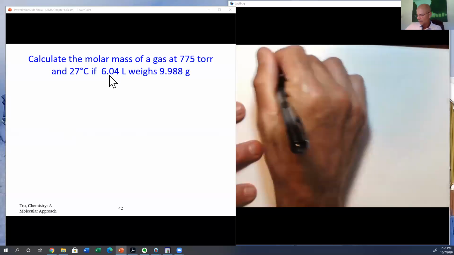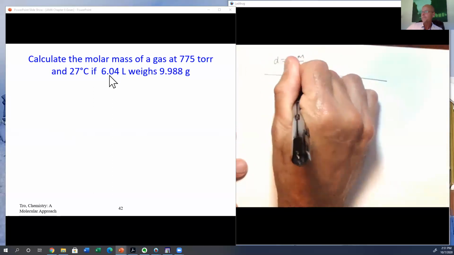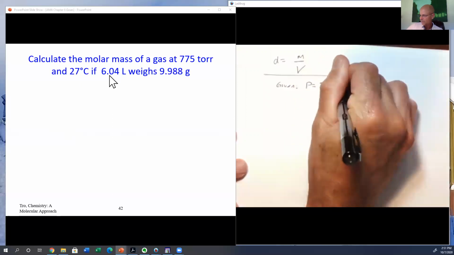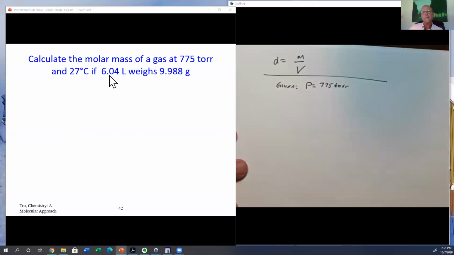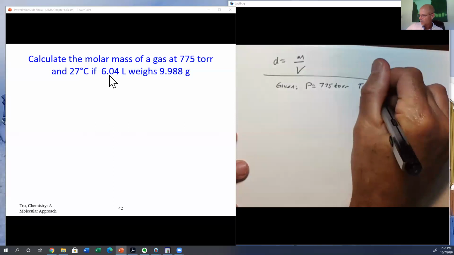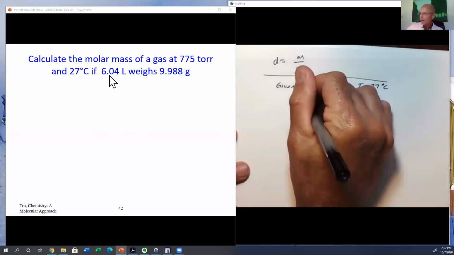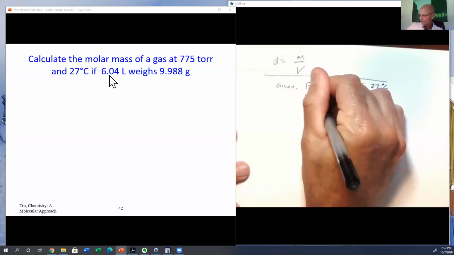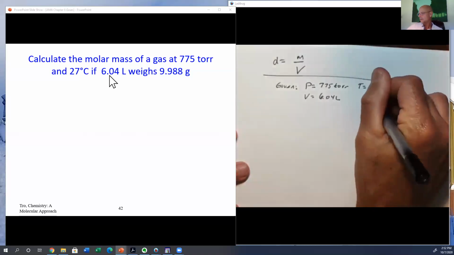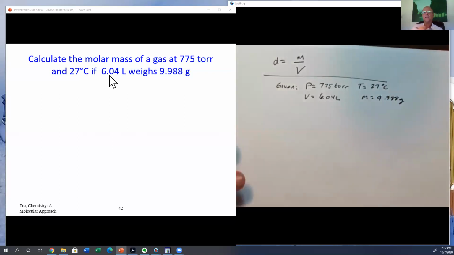So this is the kind of thing where, again, we're just going to start by writing things down. I'm given that the pressure is equal to 775 torr. Remember, a torr is the same as a millimeter of mercury, so we're going to use those interchangeably. Temperature is equal to 27 degrees Celsius. Volume is 6.04 liters, and mass equals 9.988 grams. So we're given all that information.